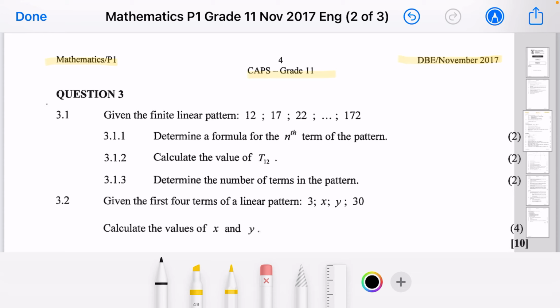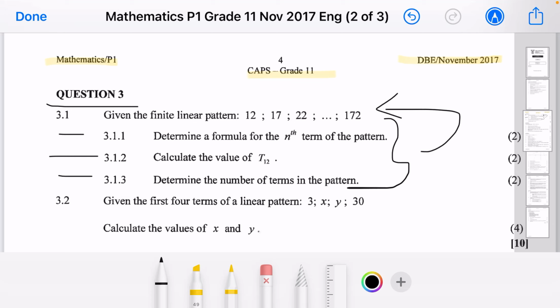So ladies and gentlemen, question 3 is what we'll be looking at. Question 3.1 contains 3 sub-questions, so these 3 questions will be based on that information. Very important. Now we'll also look at question 3.2, where we've got given information and the question follows after the given information.